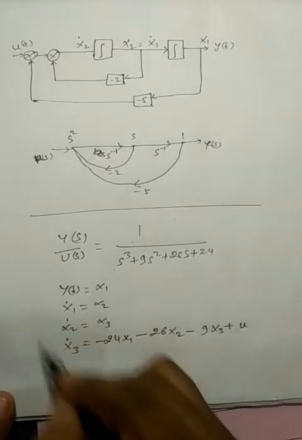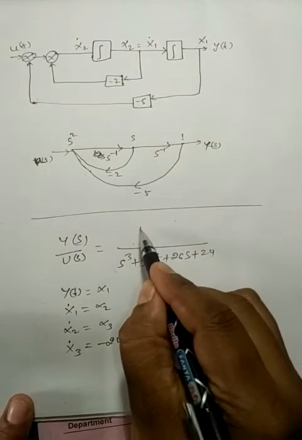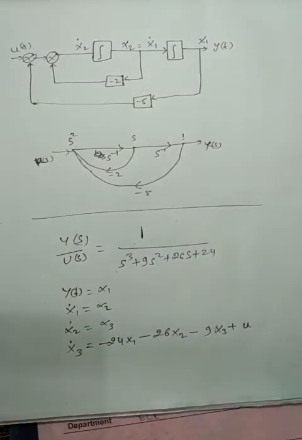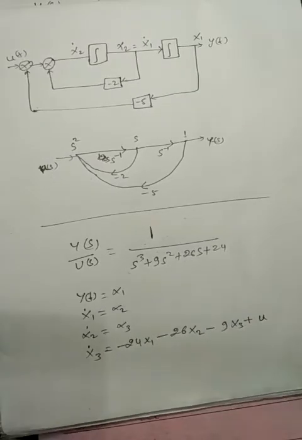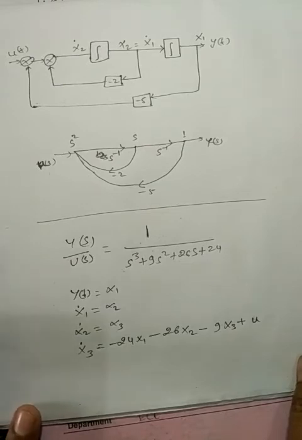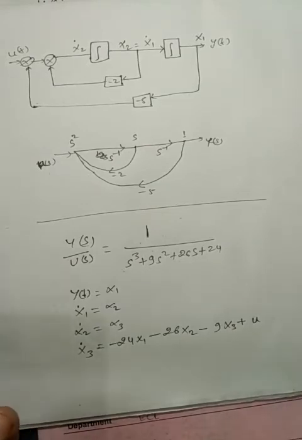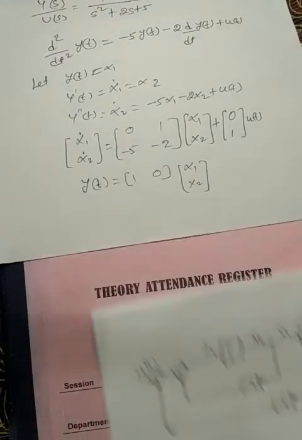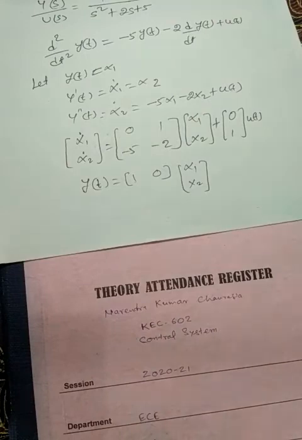And we can do this thing only in the case where the numerator is 1. Right? So this is our state equation, or state model. And also we can draw its signal flow graph. Next question.